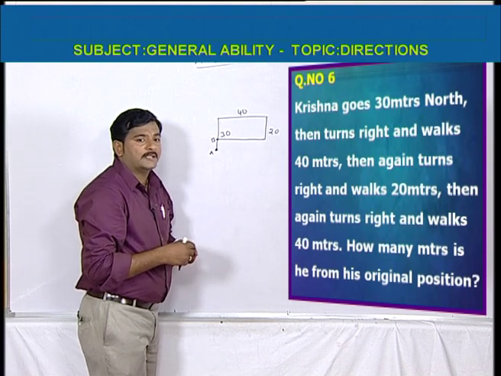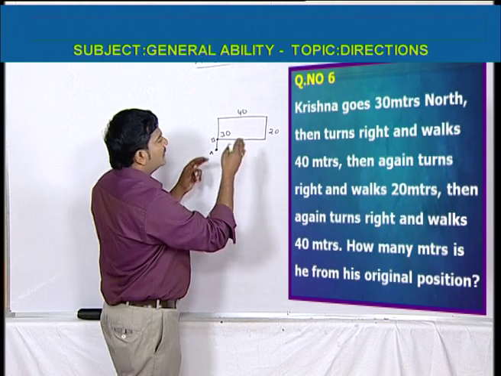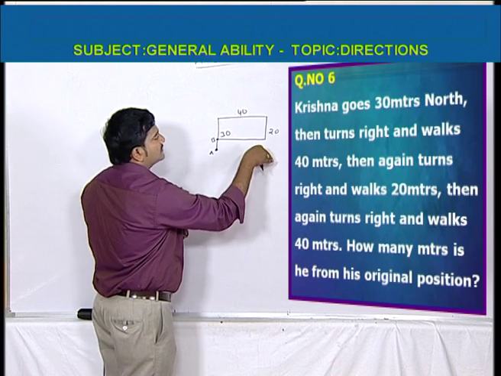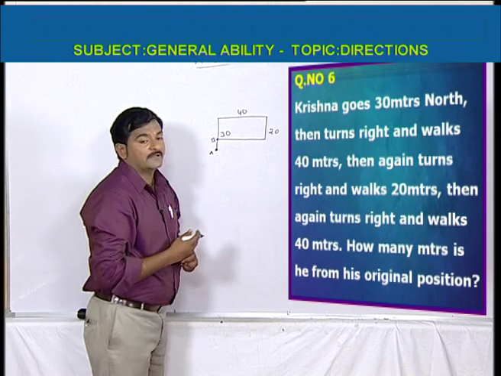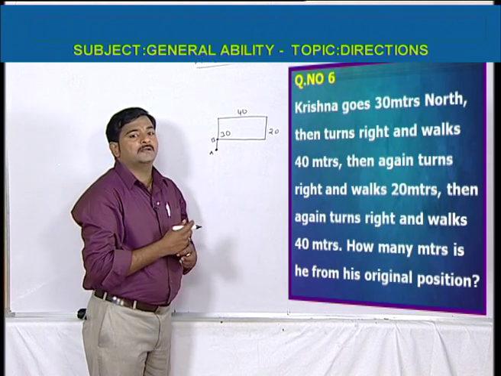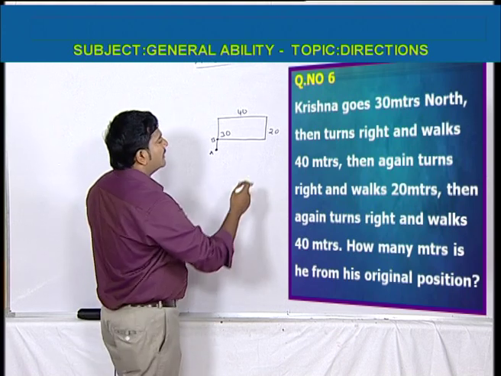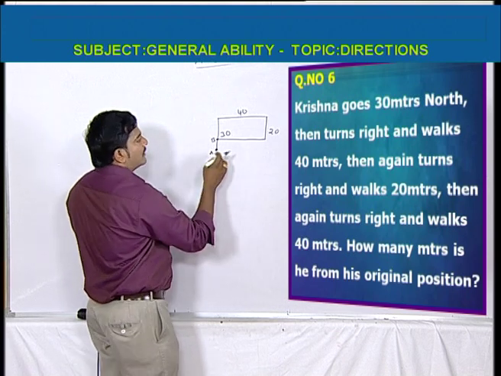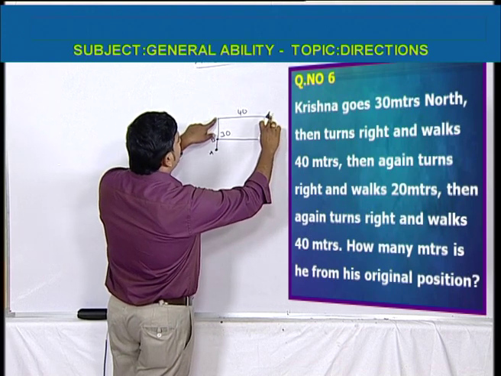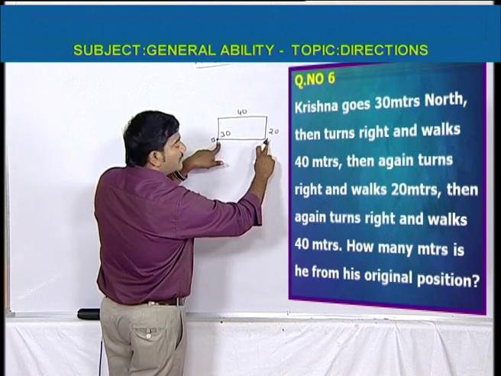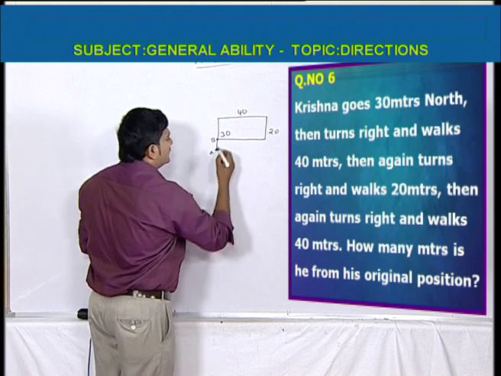40 meters. Then again turns right and walks 20 meters. Again turns right and walks 20 meters. Then finally he mentioned one more point. So what is it? He again turns right and walks 40. He again turns right and walks how many meters? 40 meters. Since this is 40, this must also be 40 you have to get. So now again he is on line B.